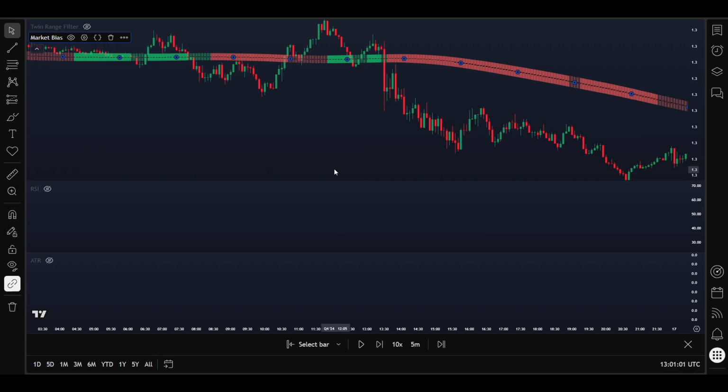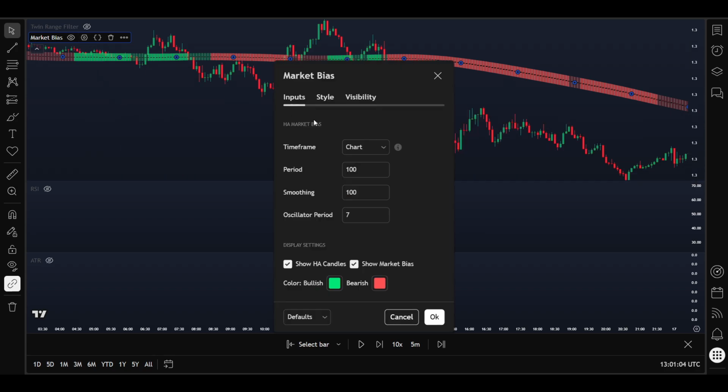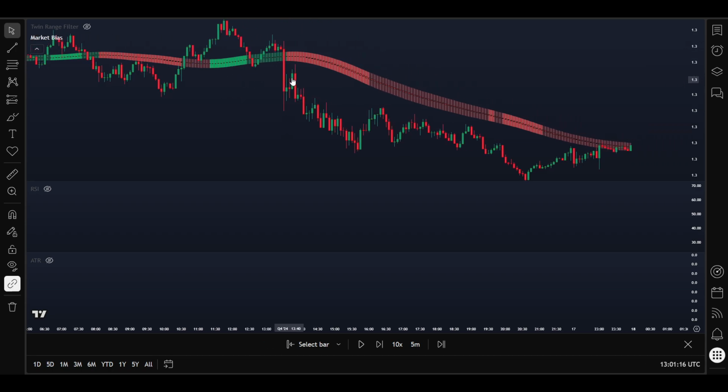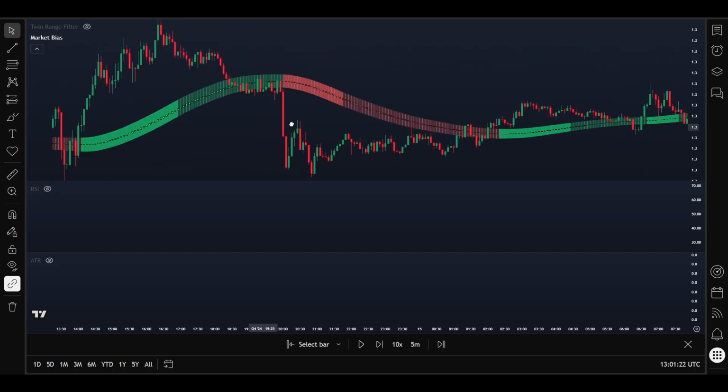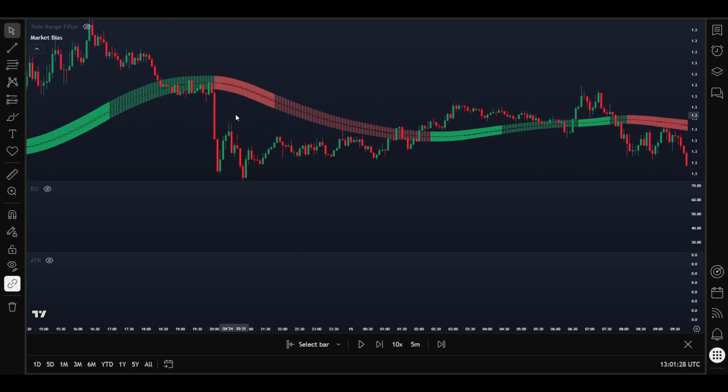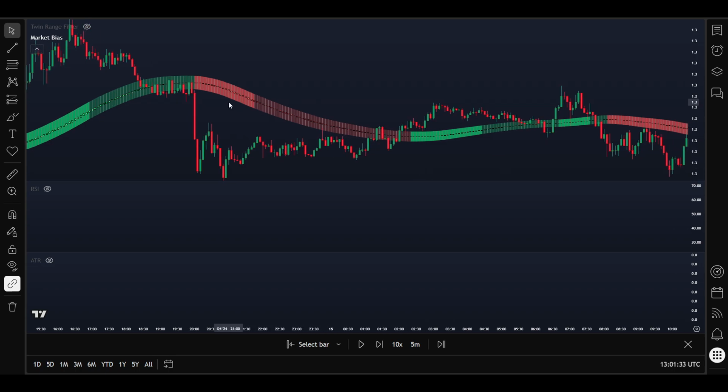Indicator settings. Market Bias. Open Settings. Inputs. Period equals 60. Smoothing equals 30. Reading Rule. Bright/dark green equals bullish state. Bright/dark red equals bearish state. In an uptrend, a flip from bright green to dark green equals pullback. In a downtrend, a flip from bright red to dark red equals pullback. Think of bright as impulse mode and dark as retracement mode. That single visual shift keeps you from buying tops or shorting bottoms.